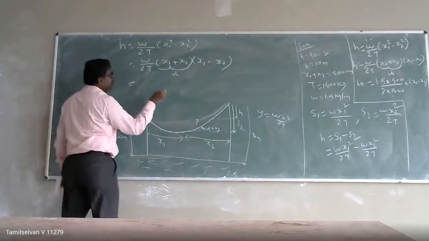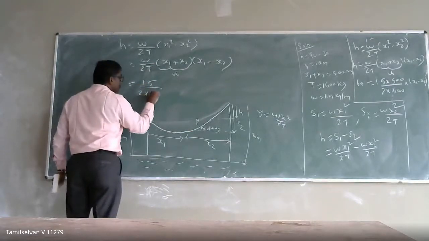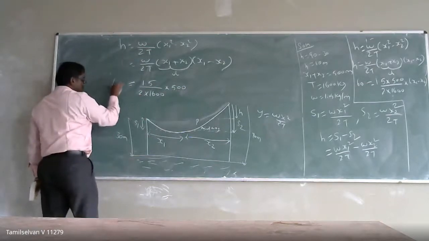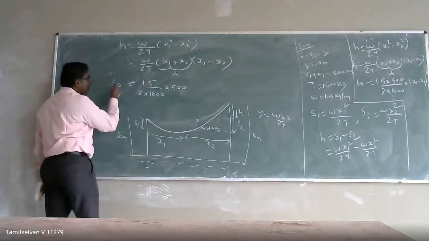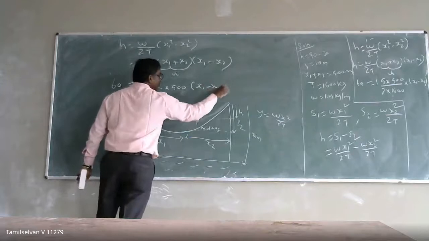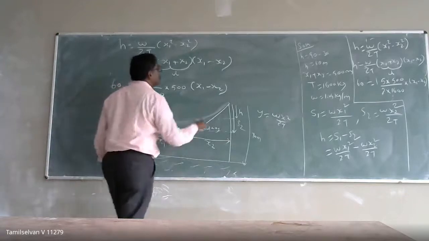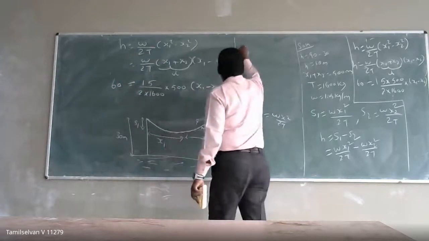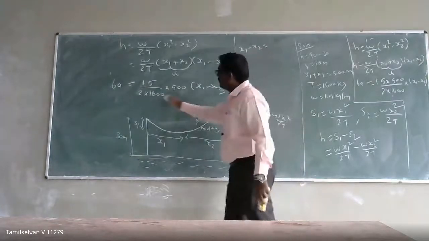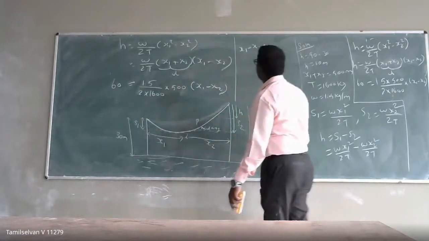So we know the weight: 1.5 divided by 2 into tension 1600, into 500. So H is 60, equal to that into X1 minus X2. If I simplify, X1 minus X2 is equal to 60 into 2 into 1600 divided by 1.5 into 500. How much are you getting?